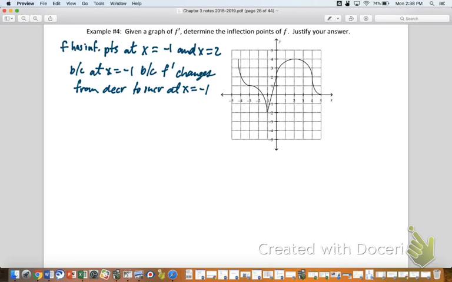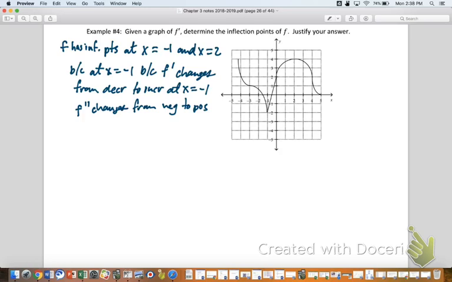So if f prime changes from decreasing to increasing, what that means is f double prime changes from negative to positive. And so again, this is that really scary trap we want to avoid, where we say negative means decreasing. No, it doesn't, depending on what's negative and what's decreasing, right? If f prime is negative, then f is decreasing. But stay out of the habit of saying negative means decreasing, or negative means concave down. Say f double prime is negative, so f is concave down. That's a better way to say it.